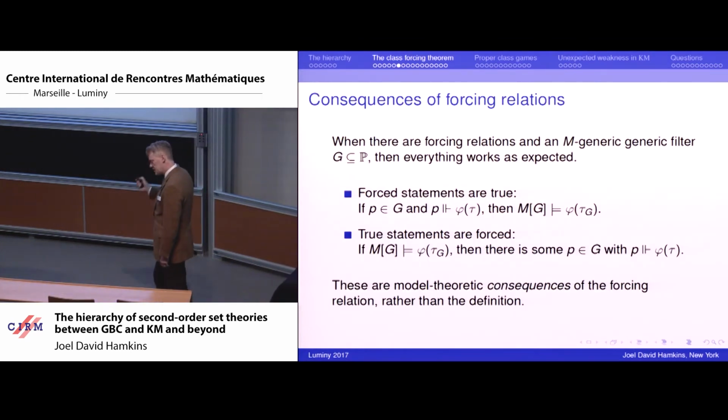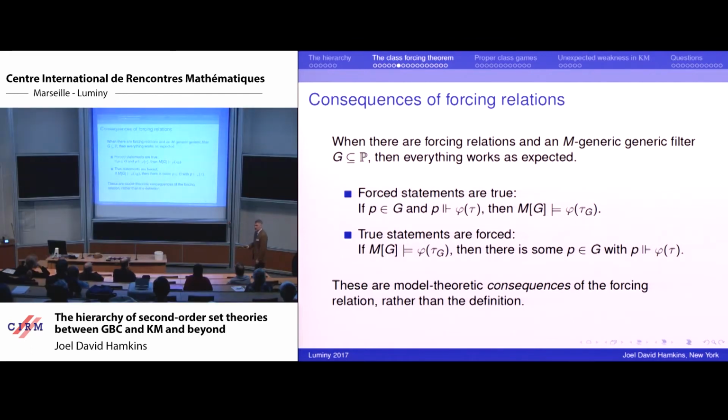So then once you have that solution of the recursion, you view the other assertions about the forcing relation as consequences. Namely, if you have a forcing relation satisfying that recursion and you happen to have an M generic filter, then it follows as a theorem that the forced statements are true. So if p is in the filter and it forces a formula, then the extension satisfies it. And true statements are forced. If something is true in the extension, then there's some condition forcing it. You can just prove this by induction on formulas. It's a consequence of the existence of the forcing relation rather than the definition.